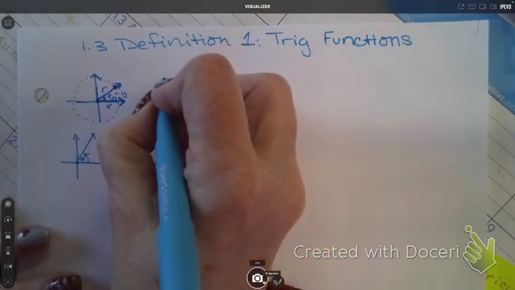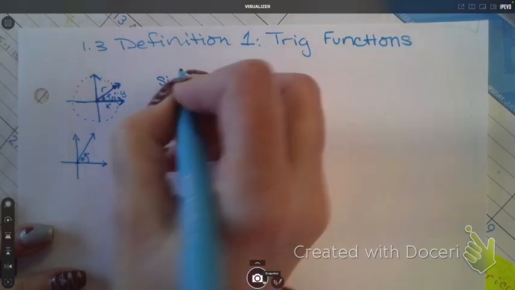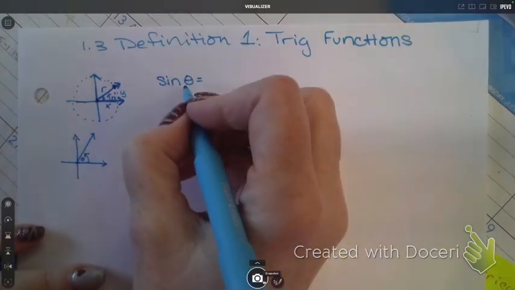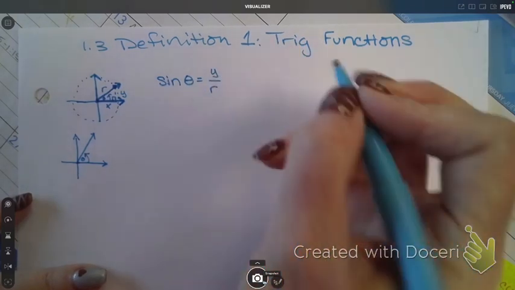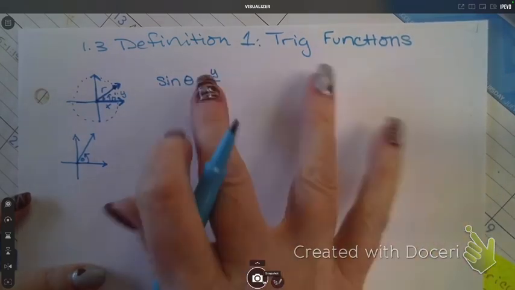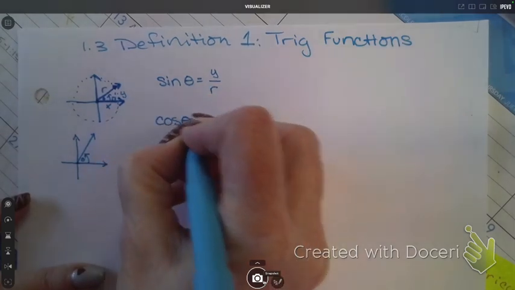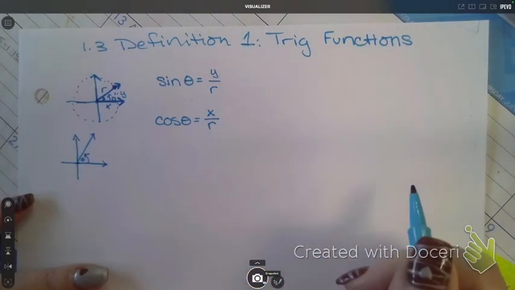So we're going to start with sine of theta. Sine is a function, so we take it of something, always. Like when we did a logarithm, we did the log of something, right? So we have sine of theta is y over r. And we are eventually going to write something over here. We're going to make 2 columns, okay? Cosine of theta is x over r. It's a ratio. It's a fraction.